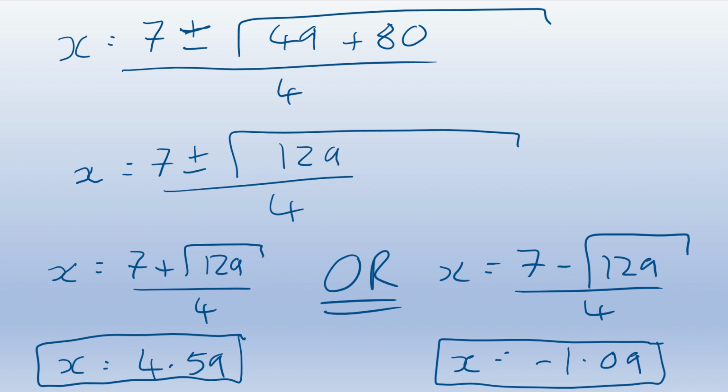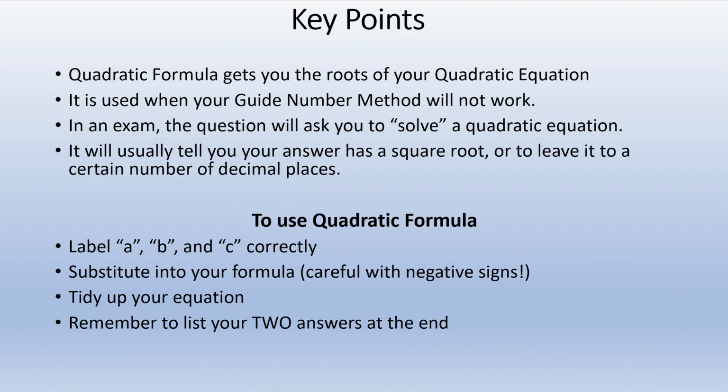So guys, just to summarize everything we've done today, we looked at two exam questions and we looked at where to use your quadratic equation. Your key points are here. I'm going to copy and paste these into the description so that you can then copy and paste those onto a Word document or whatever notes that you're using. So just walk through them. Quadratic formula gets you the roots of your quadratic equation, and on a graph, that's going to be where your graph crosses the x-axis. It's used when your guide number method will not work. So let's say you get your guide number, you get your factors off your guide number, but they will not add together to give you your number in the middle of your quadratic. In that situation, your quadratic equation is perfect to use.